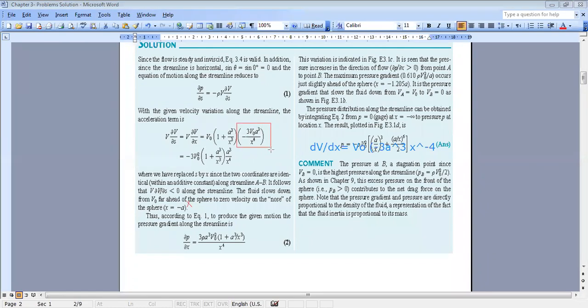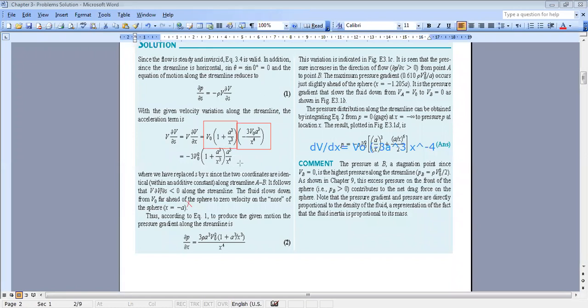You multiply it by V, since we know that in this expression you need minus rho V del V by del X. So once you multiply it by V, you will get the following function. If you do the expansion of these terms, you will get the following relation. Because here you have V0 and here you have V0, so it will be minus 3V0 square times this term times A3 over X to the power 4.